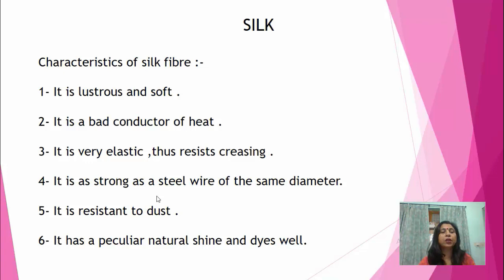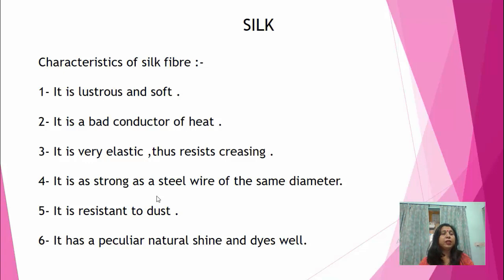The fourth characteristic is it is as strong as a steel wire of the same diameter. Silk fiber is the strongest of all the natural fibers. Jitne bhi natural fibers hain, cotton, jute, wool, and many others, silk is the strongest one. Aur kitna strong hota hai ki agar aap ek silk fiber lijiye aur ek स्टील का वायर लीजिए of same diameter, means of same thickness, तो दोनों की जो स्ट्रेंथ है it is same.